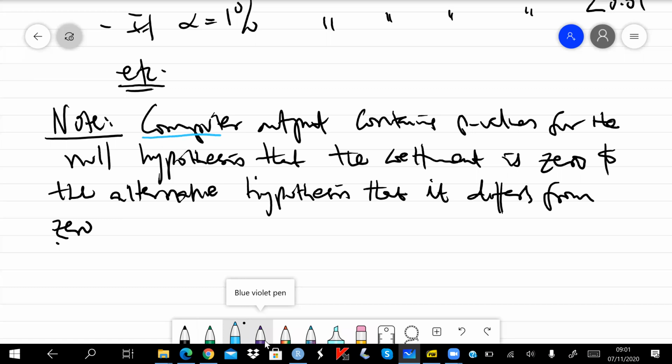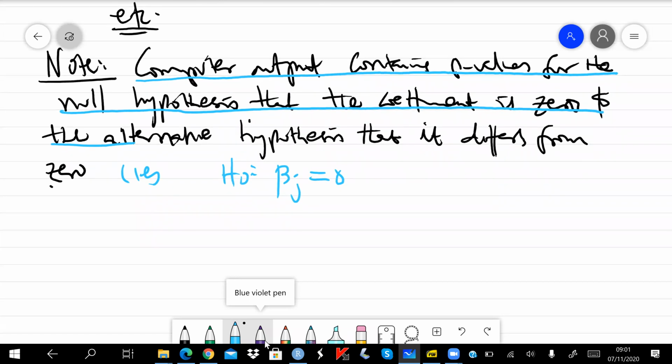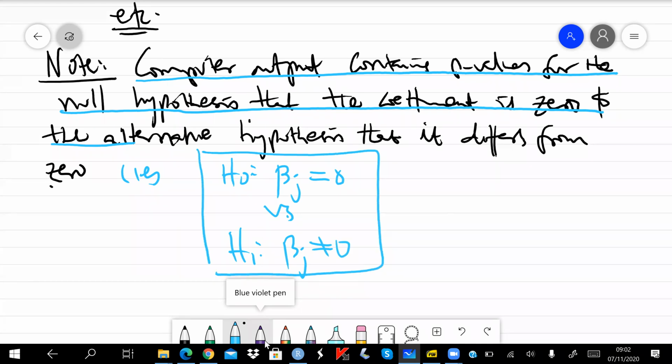When we are using computer output, it's good for you to note that this does not apply generally. The p-values given there are for a very specific null and alternative hypothesis. Okay, so this is the hypothesis whose p-values are given when you use the computer. So you have H naught that beta j is equal to 0 versus H1 that beta j is different from 0. So the computer gives you p-values to test that hypothesis only.